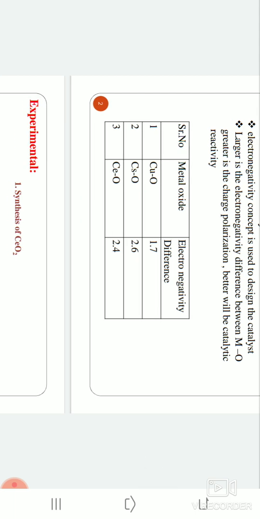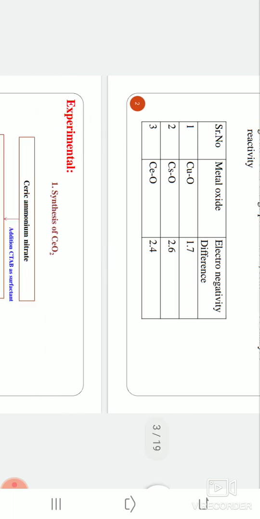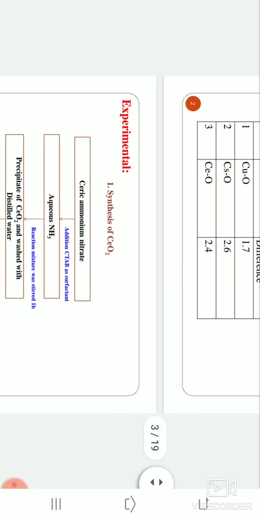Here in this table, you see the electronegativity of copper and oxygen, the electronegativity difference between copper and oxygen, cesium and oxygen, and cerium and oxygen. That's why we select copper, cesium and cerium metals for the synthesis of the multifunctional catalyst.